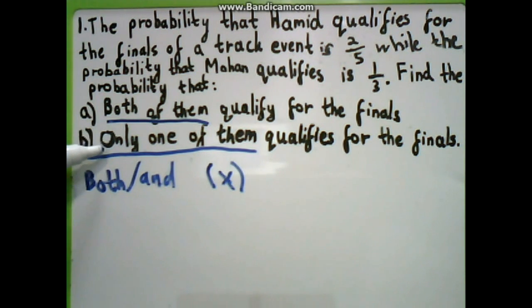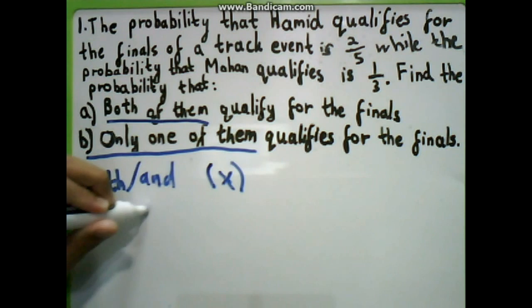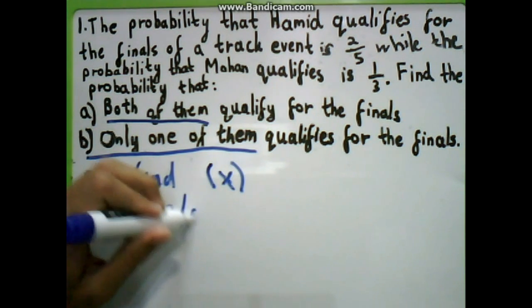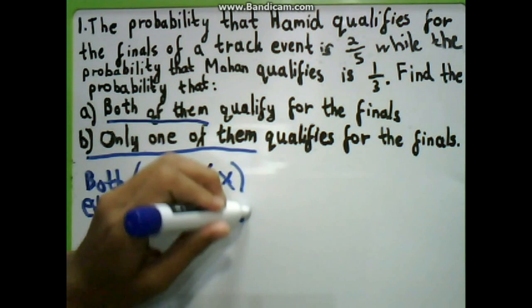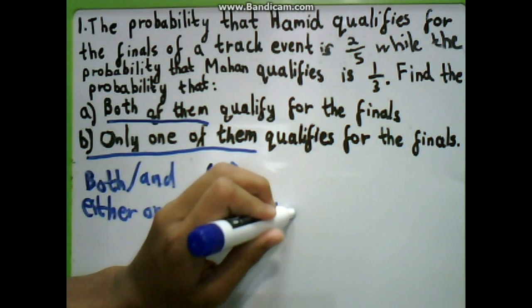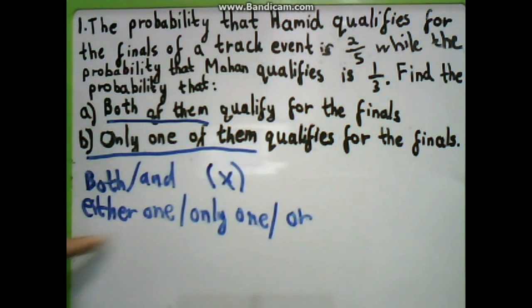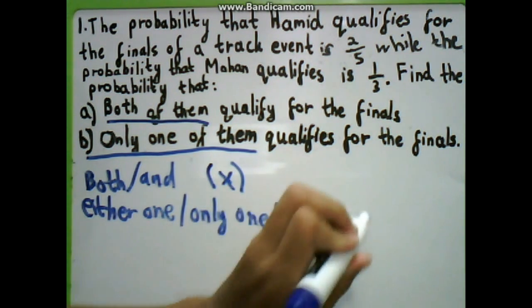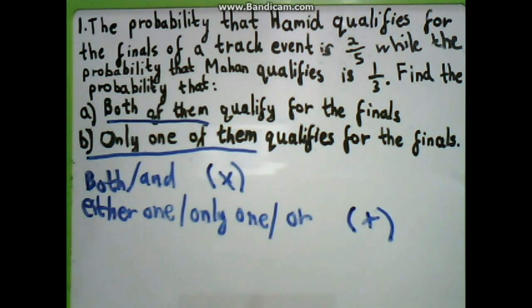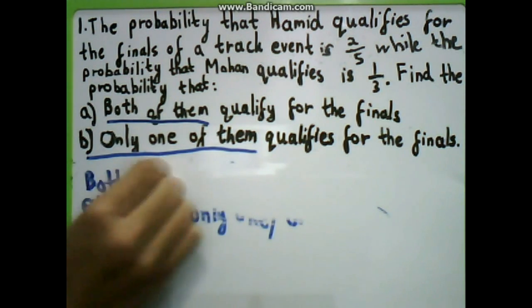Okay, if the question asks for only one of them, or either of them, or either one of them, or something like that, so I'll just write this down: either, one, only one. Or if it has one of these or something similar, again the same, except this one you must use the addition method. Okay, now I'll explain the first question first.